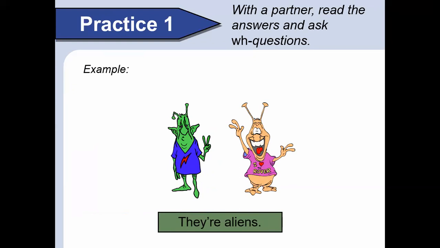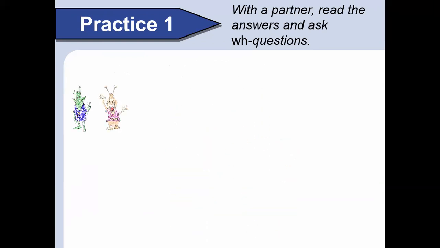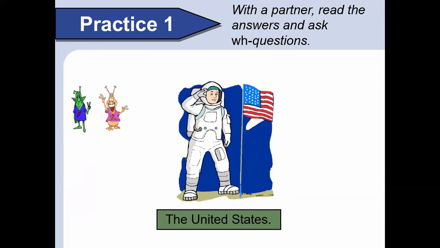Okay, now you have to read the answers and ask WH questions. For example, it can be who are they, right? They're aliens. And let's ask a question for this one, please, Enzo. What is your country? Yes, it's a very smart question.